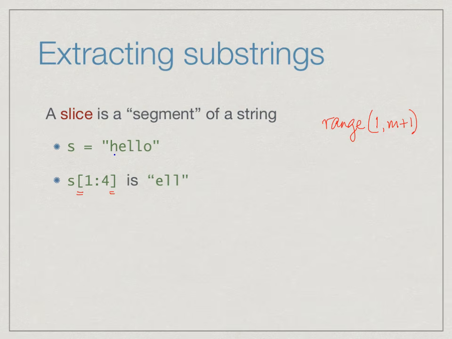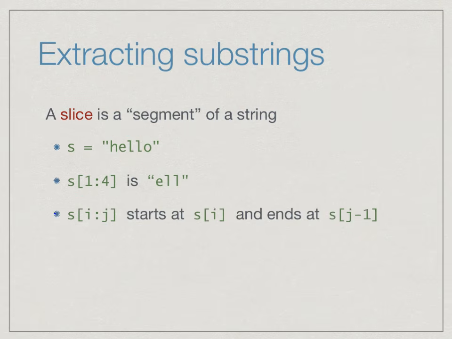So if I do this, then remember that hello has positions 0, 1, 2, 3, 4. So the slice from 1 to 4 starts at 1, goes to 2, goes to 3, but does not go to 4. So it's only from E to L, the second L. So in general, if I write S[i:j], then it starts at S[i] and ends at S[j] minus 1.